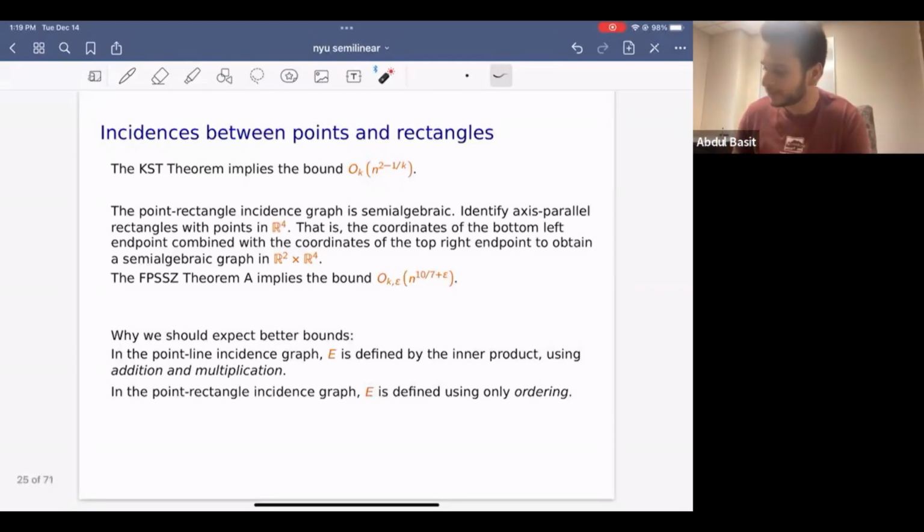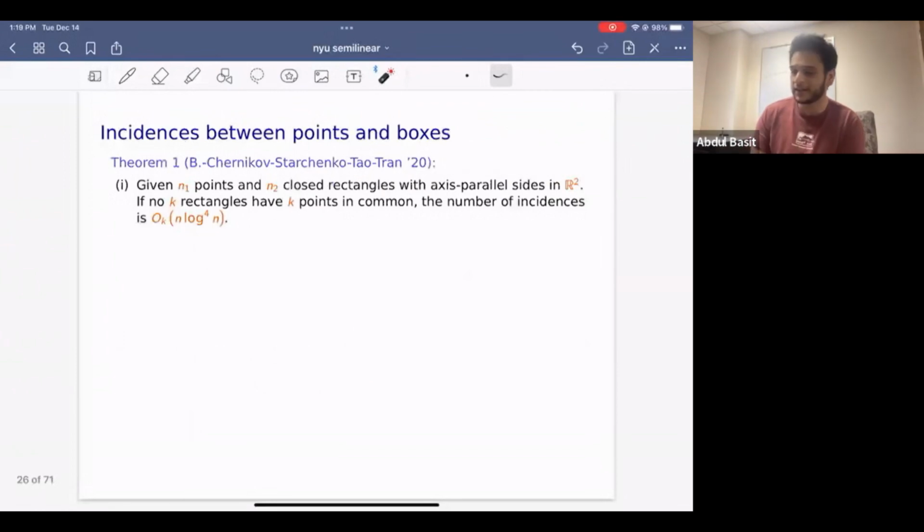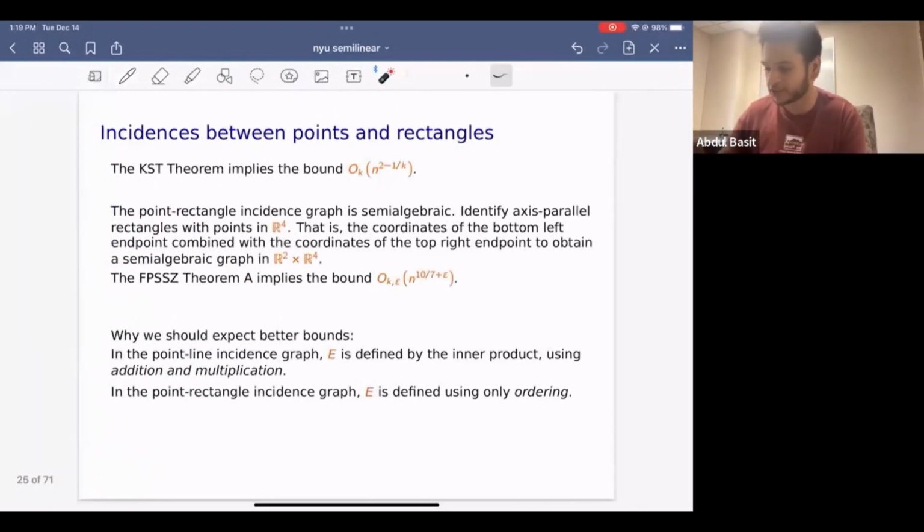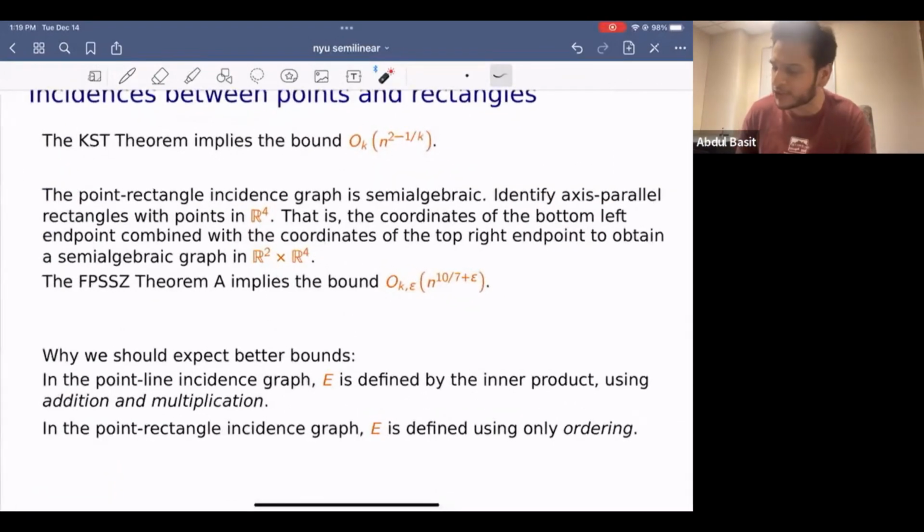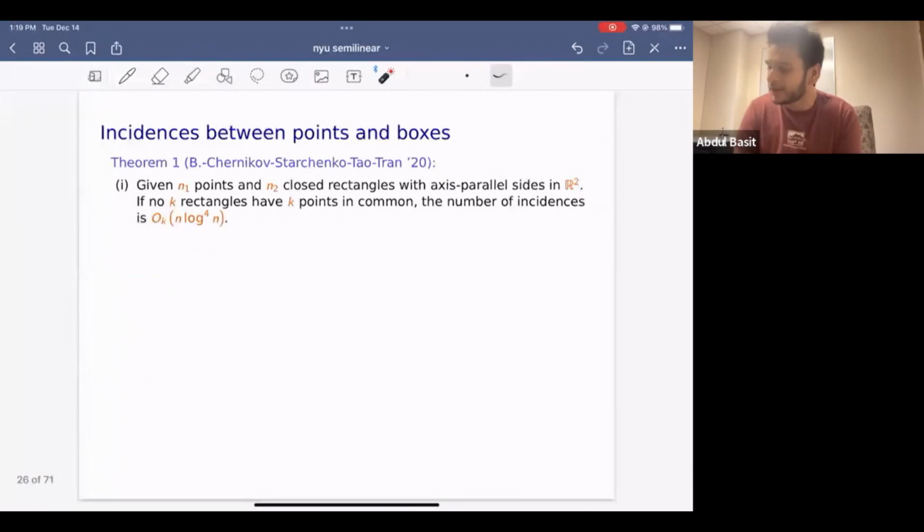Right. So good. For rectangles, here's what we can say. Axis-parallel rectangles. Like Shahar said, you can at least get the Fox, Pach, Sheffer, Suk, Zahl bound. It gives you some bound for arbitrary rectangles. I don't know what the exponent should be, but you can figure it out.